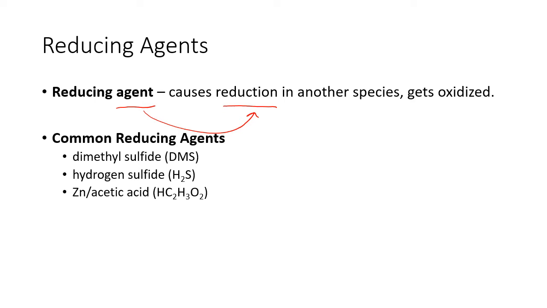oxidized. That's opposite from our LEO GER definitions, where we said loss of electrons is oxidation, and gain of electrons is reduction. So if something is a reducing agent, it is actually the thing that's getting oxidized. That was just a little reminder from general chemistry about the terminology that's used.